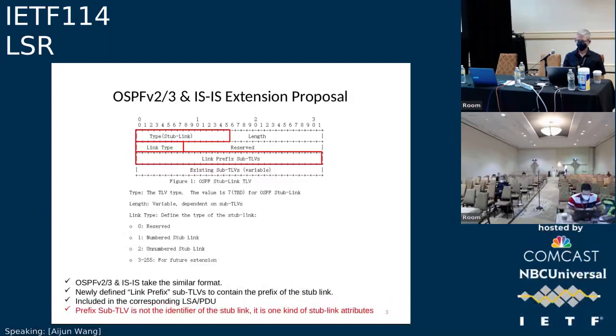For all IGPs we take a similar format, and in this TLV we define the newly defined link prefix sub-TLV to contain the prefix of the stub link. And this newly defined TLV will be included in the corresponding LSA and PDU. As a comment from Keaton, we may change the container for this newly defined TLV to a more general LSA. And here we want to point out clearly that the prefix sub-TLV is not the identifier of the stub link. It is just one kind of stub link attribute, the same as other already defined sub-TLVs for the link attribute.